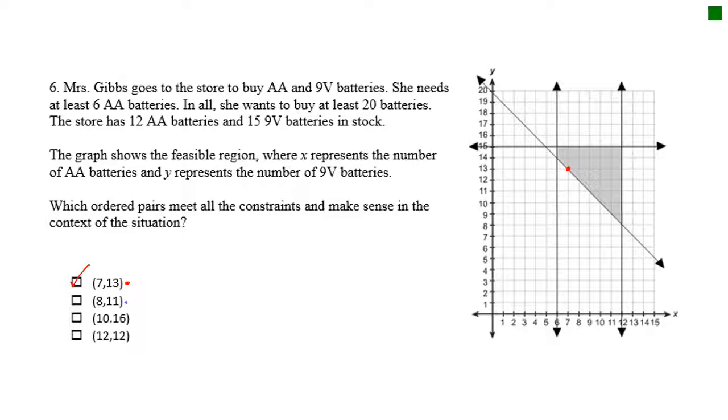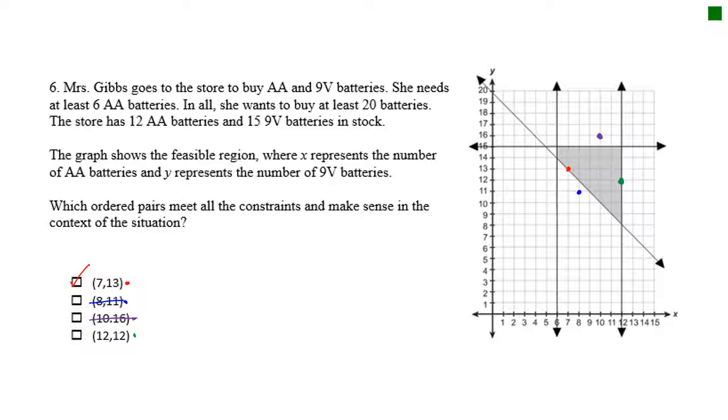Now let's look at 8, 11. So 8, 11 is right here. Notice that it is not a part of the shaded region, which means it is not a part of our solution set. Next we have 10, 16. So 10, 16 is up here, which is outside our solution set because it's not a part of the shaded region. And then lastly, let's do 12, 12. So 12, 12.